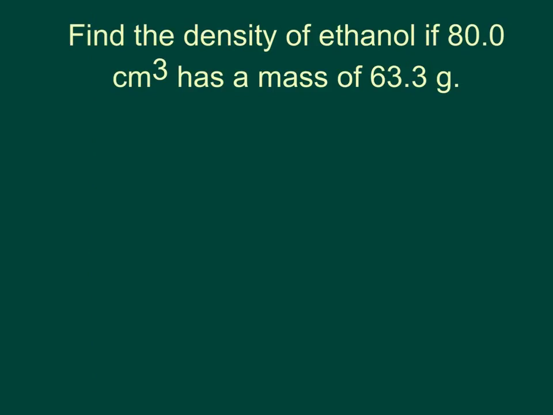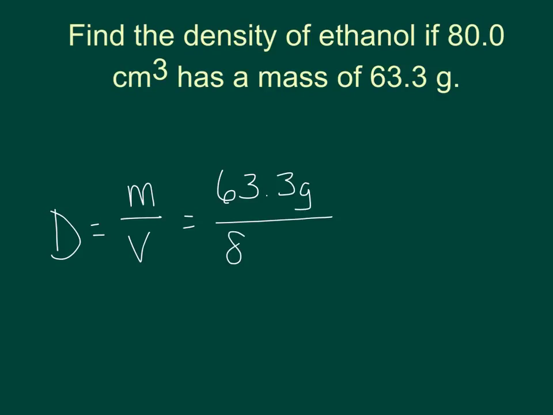Let's try to solve a practice problem. Find the density of ethanol if 80 centimeters cubed has a mass of 63.3 grams. Remember, our equation for density is mass divided by volume. In this problem, our mass is 63.3 grams, and our volume is 80.0 centimeters cubed.